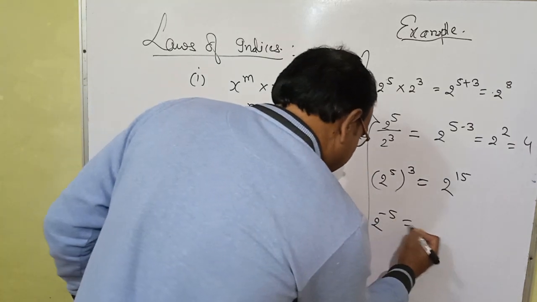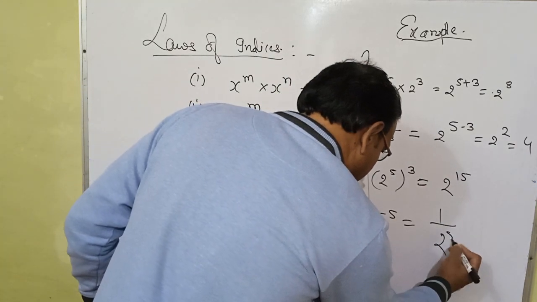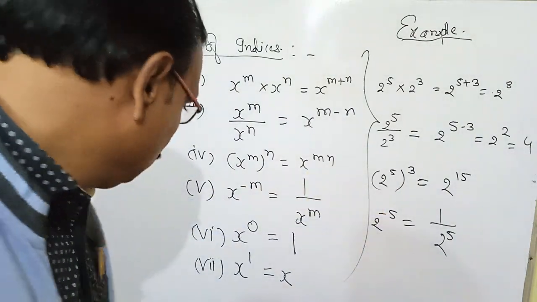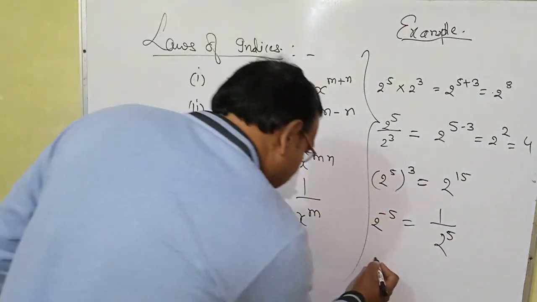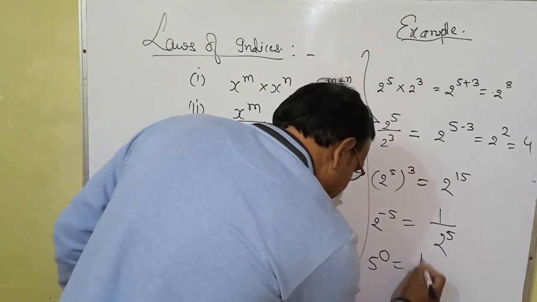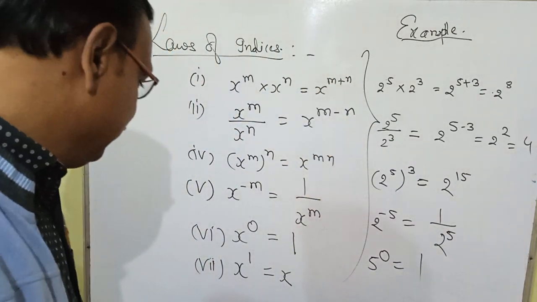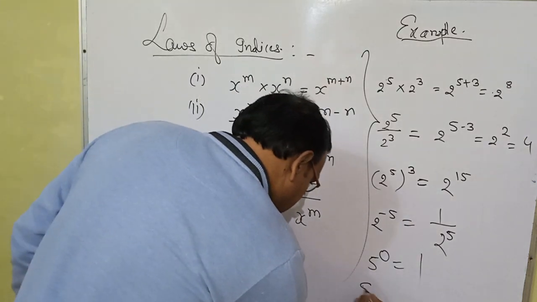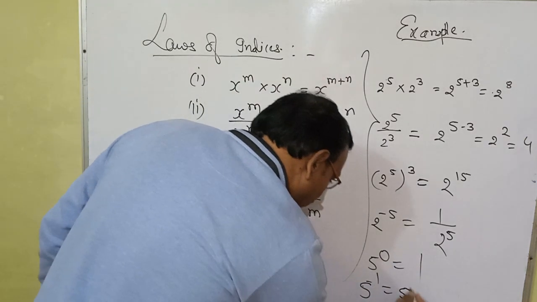2 to the power minus 5 is equal to 1 upon 2 to the power 5, or the 5th power of 2. x to the power 0: 5 to the power 0 is equal to 1, and x to the power 1 is equal to x, or 5 to the power 1 is equal to 5.